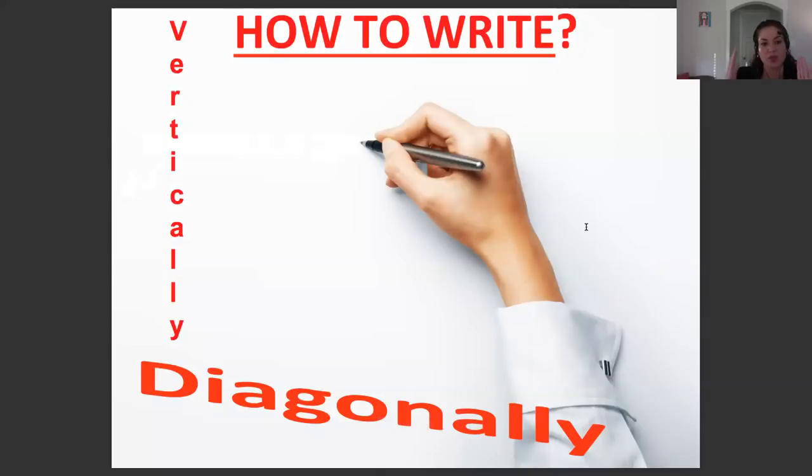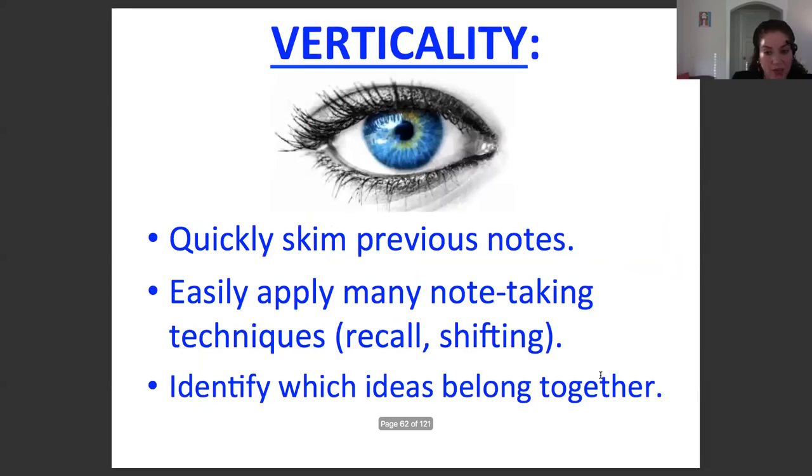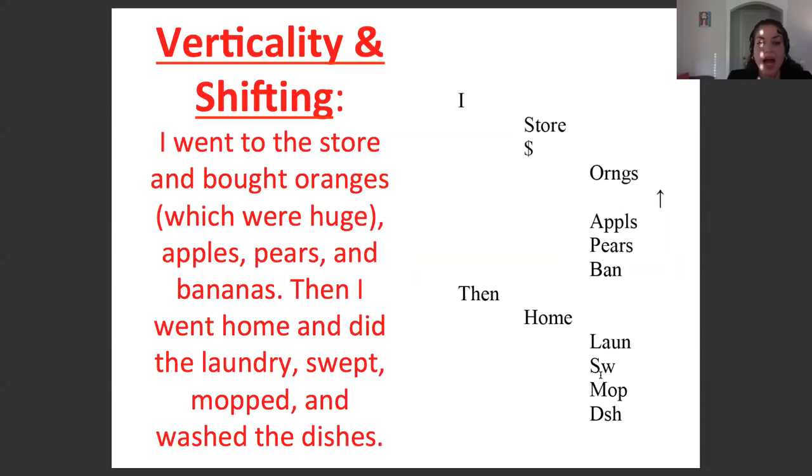How to write, we're going to be writing vertically and diagonally. We're going to go into a technique called verticality and shifting that explains why we write this way. So if you look at this message over here, this is a full written out message. And here on the right is the way the notes have been taken down. Okay, let me go back. Okay, I don't want you guys to look at the red left side of the page of the screen. I want you to focus on the right black text. Okay, I'm going to read the whole text, but I want you to follow with your eyes this.